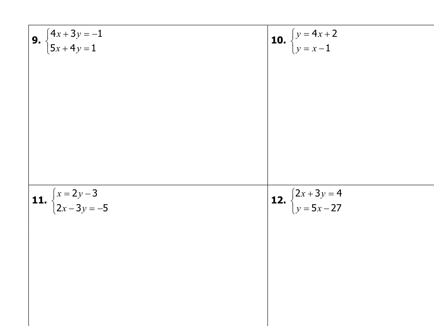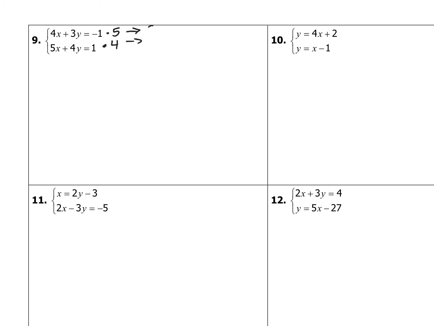So in number 9, I have to multiply the first equation by 5 and the second equation by 4 in order to get the x terms to cancel out because they have different coefficients. I could also do this for y and multiply the first equation by 4 and the second equation by 3. I'm choosing to do the x's, okay? So you've got to do a little work on the front end. It's not hard. Just multiply the whole equation by that number.